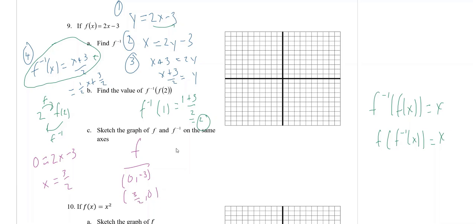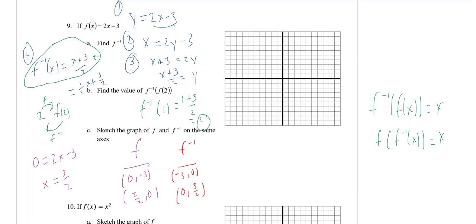And f inverse, then, it just switched. If f takes 0 to minus 3, f inverse is going to take minus 3 to 0. So that's going to be the x-intercept for f inverse. And if f takes 3/2 to 0, f inverse will take 0 to 3/2. That'll be the y-intercept for f inverse. So they just change roles.